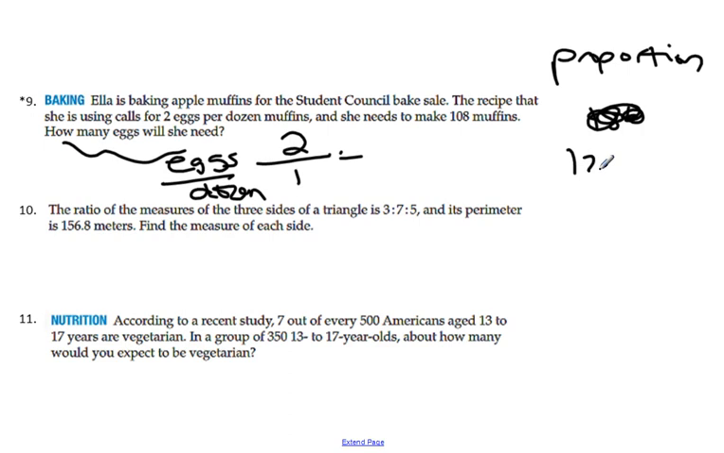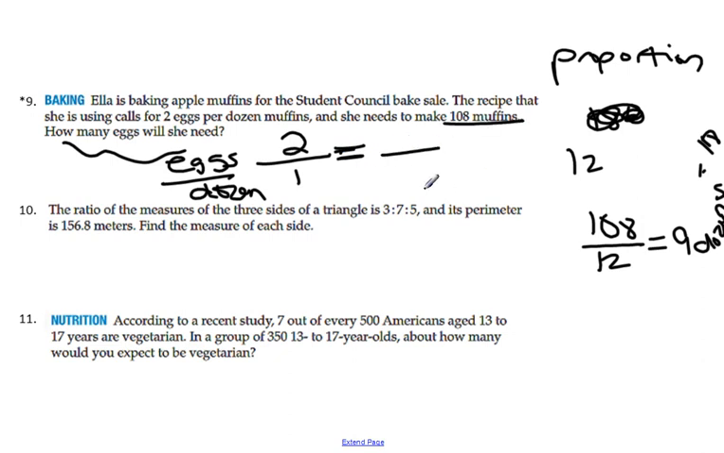Well, a dozen is 12. And if we have 108 muffins, we divide that 108 by 12, we get the number of dozens that make up 108. So 9 dozens equals 108 muffins. So over here, back to our ratio, setting up our proportion.